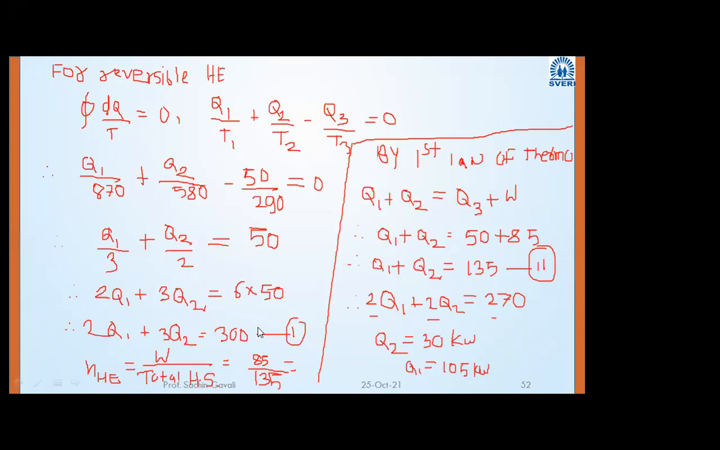Q1 is equal to 105. This is a late answer; Q1 we already got. Okay. 0.69 is the answer required. 0.69, or 69% if you want to write in percentage, multiplied by 100.